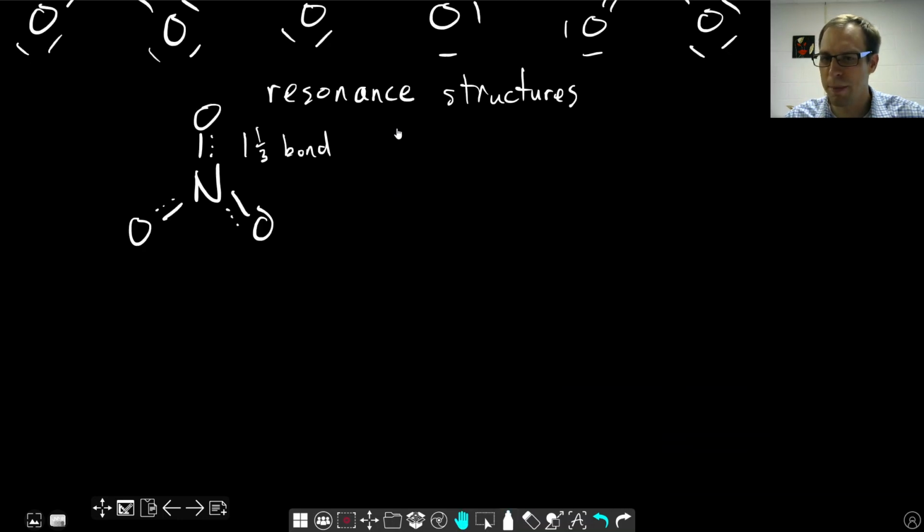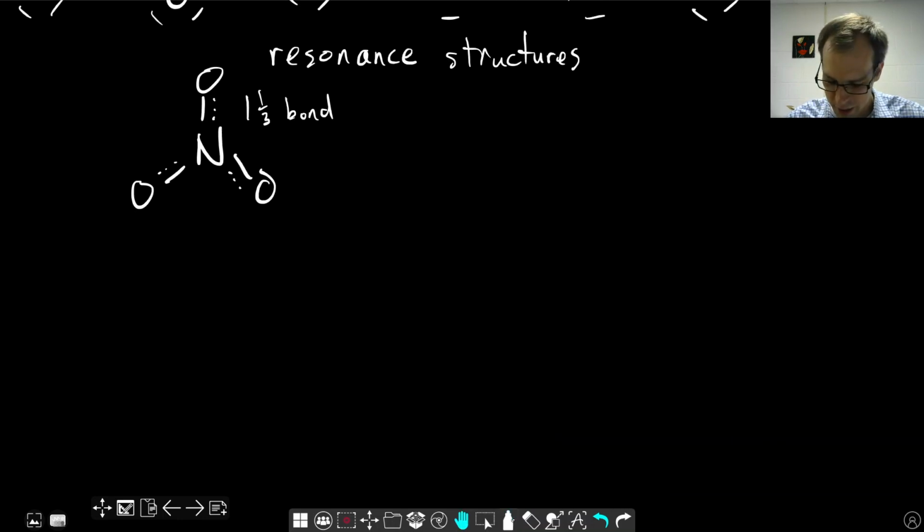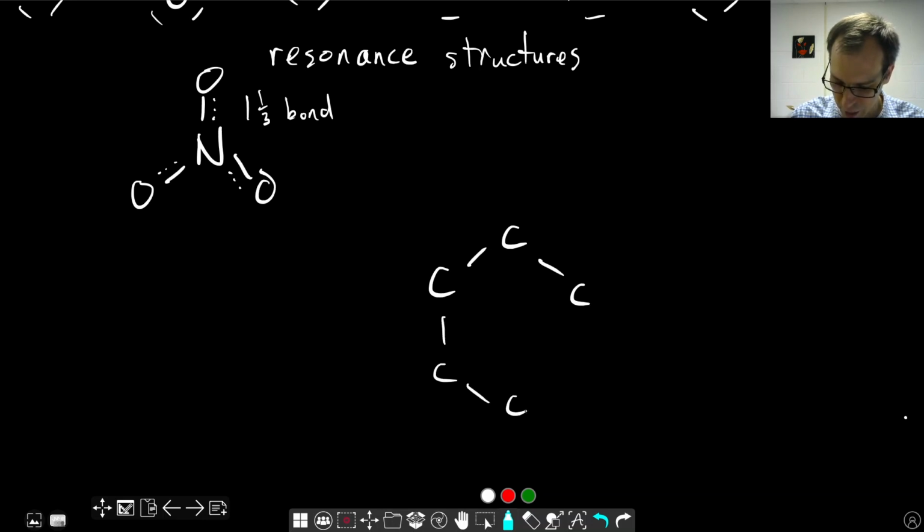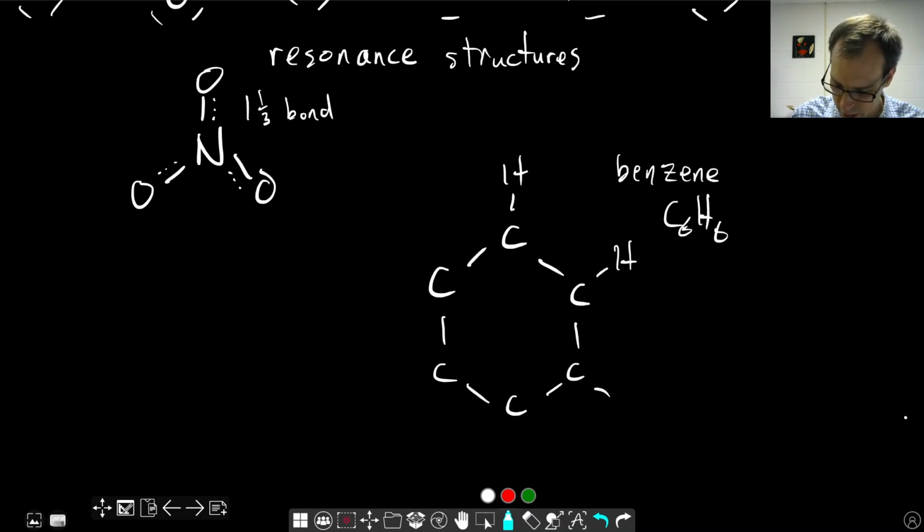And resonance can happen with even larger molecules than just these. So one really famous example of resonance that I just want to bring up, and it's mentioned in your textbook, and I think it's an important one to mention, is this quite large organic molecule. Well, large compared to what we've been talking about. So it's 6 carbons arranged in a ring like this, with 1 hydrogen off of each one. This is the molecule benzene. It has the formula C6H6. And so this is the structure.